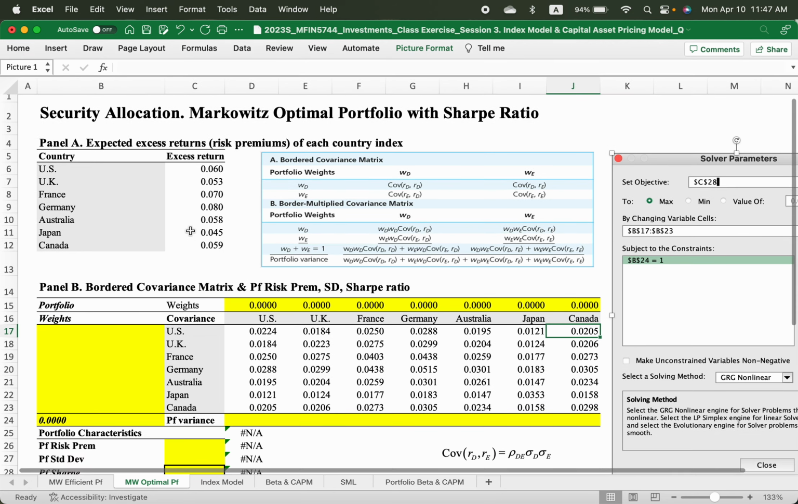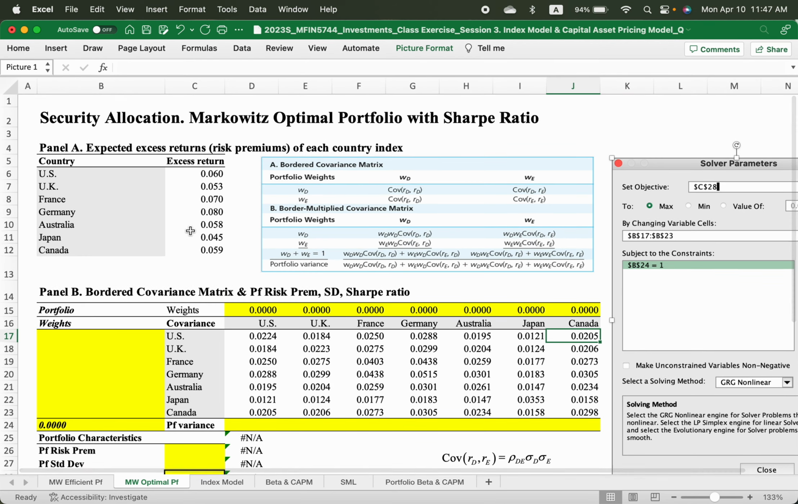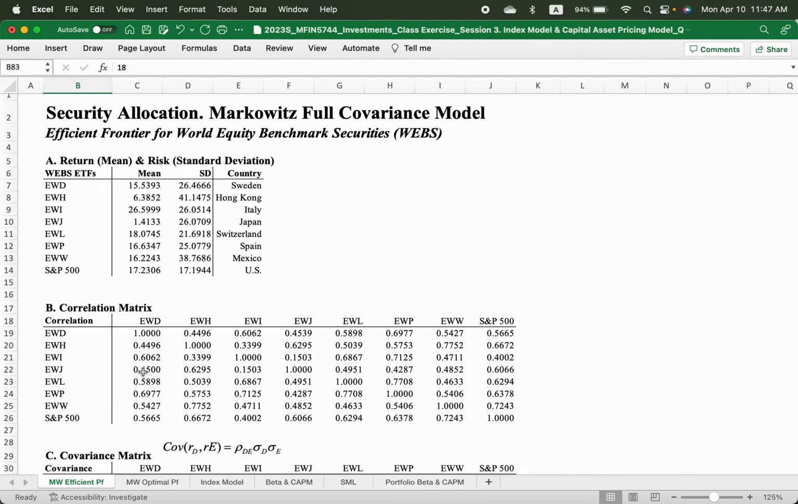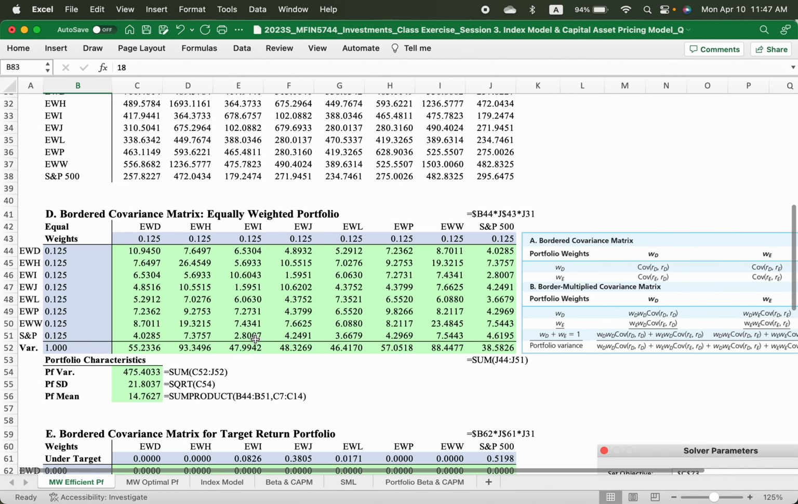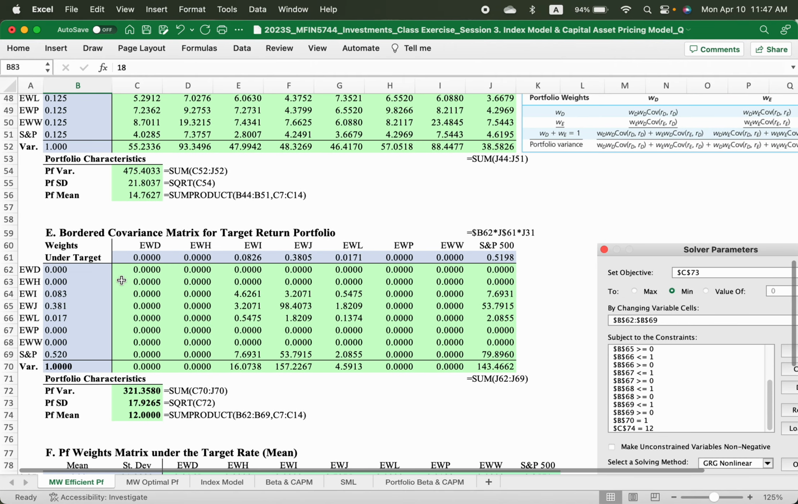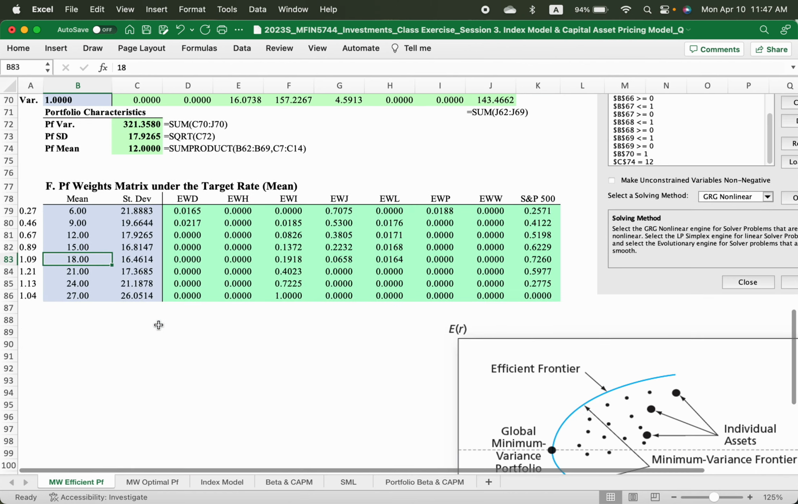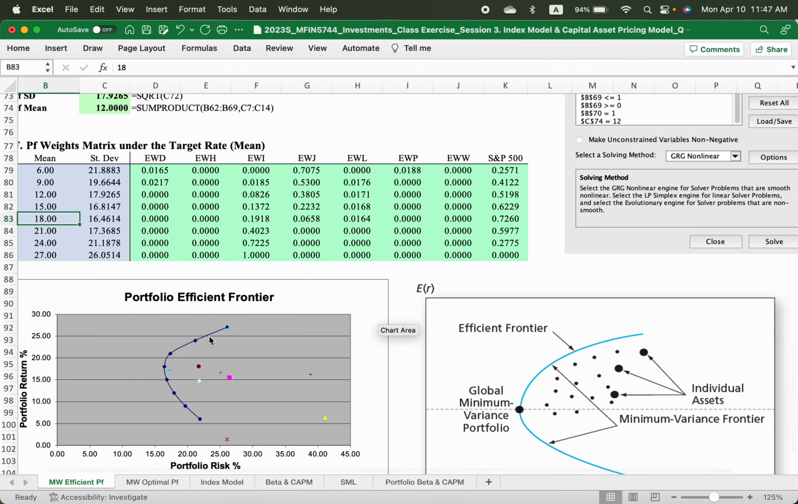This video clip will cover security allocation, the developed version of the Markowitz optimal portfolio with the Sharpe ratio. In the last video clips, we found the Markowitz full variance model, the combinations between securities on the equal weights, and then the combination portfolio variance-covariance under the target return, and then we drew this efficient frontier line.